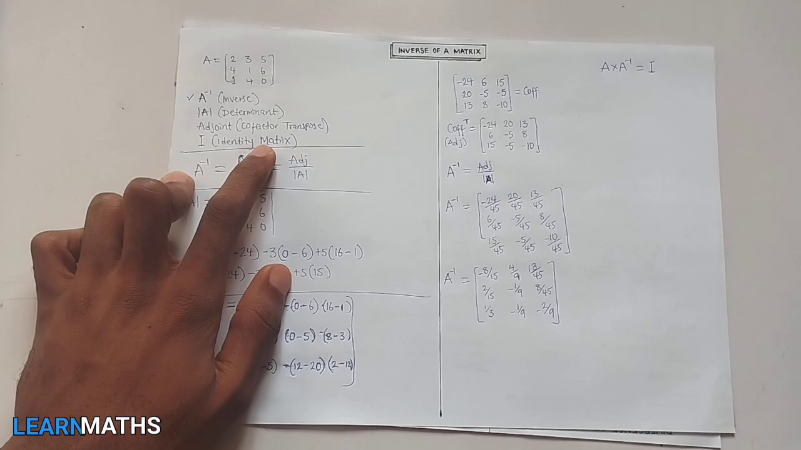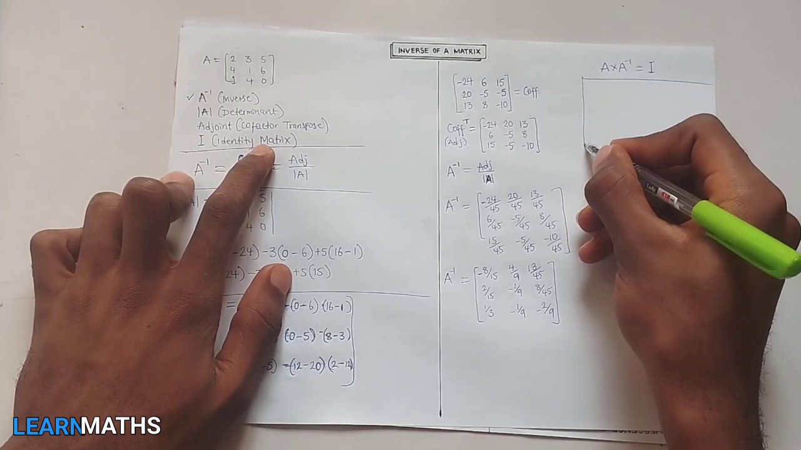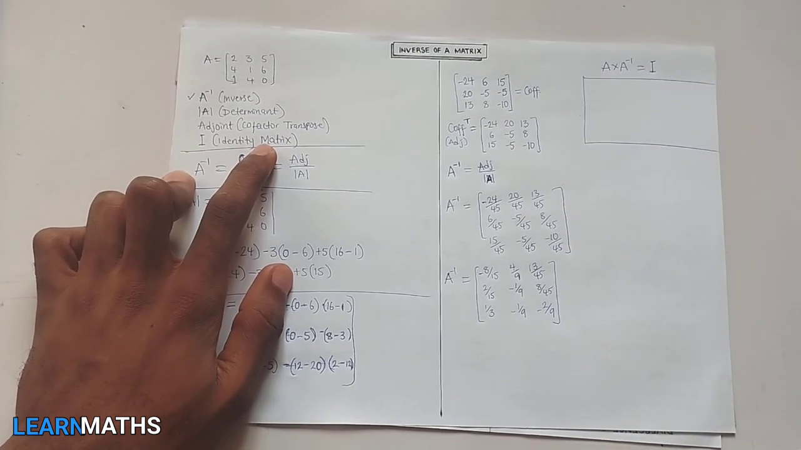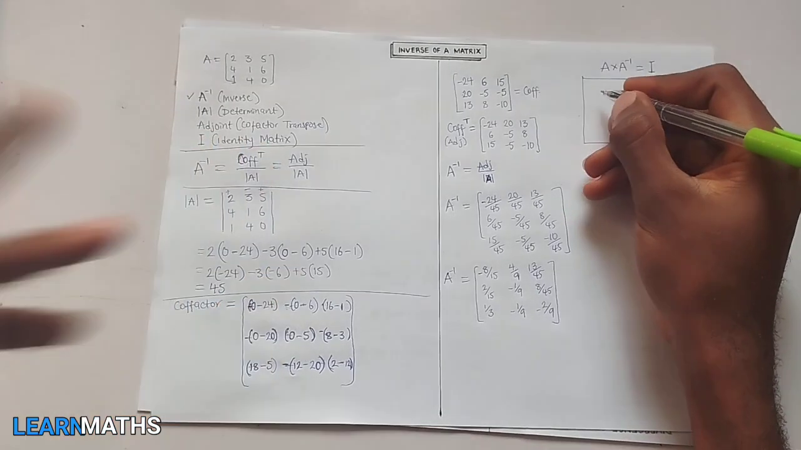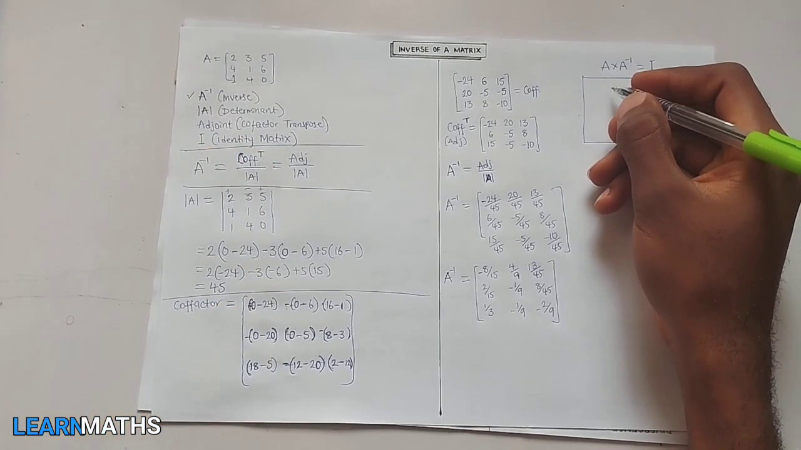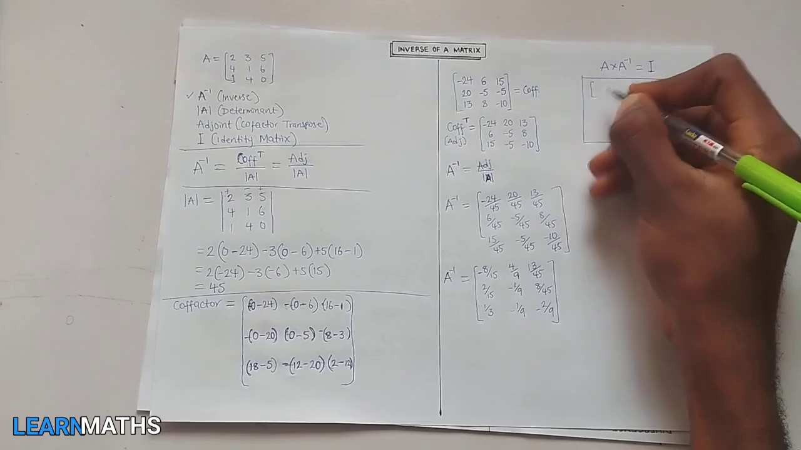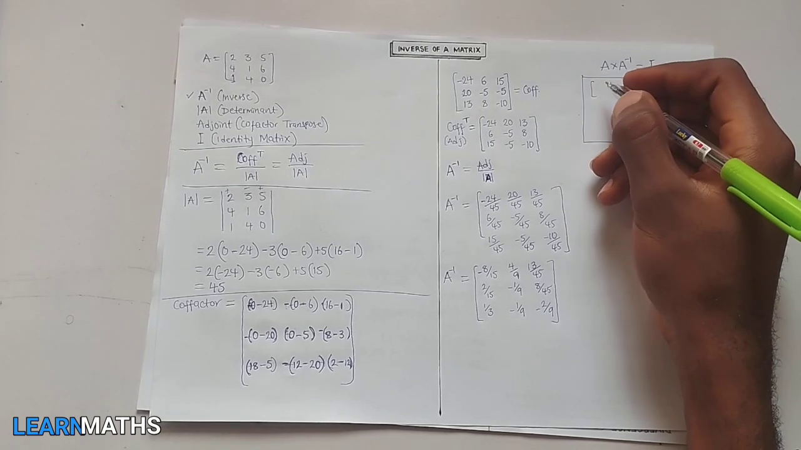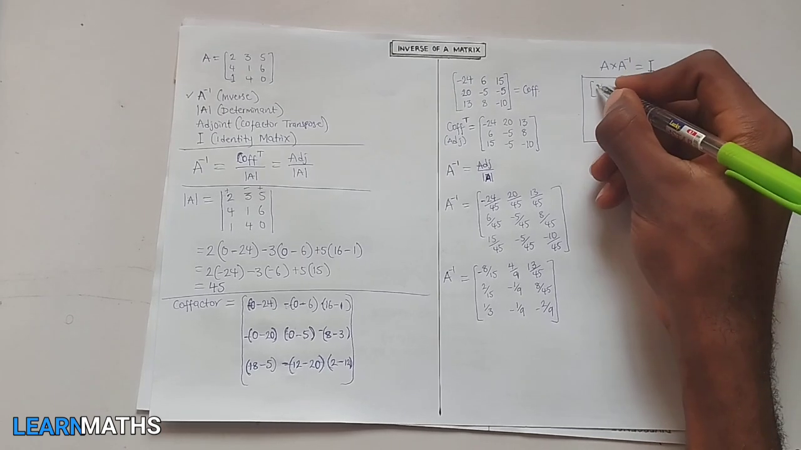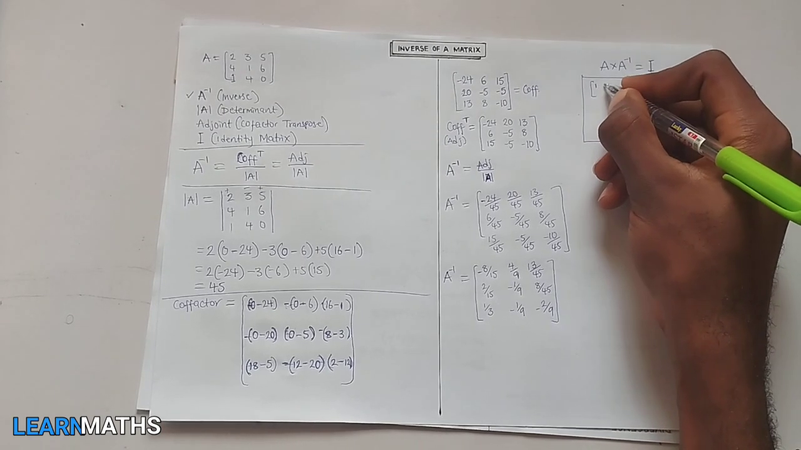What's an identity matrix? An identity matrix is a diagonal matrix with just 1 as its non-zero digit. And it's always a square matrix: 2 by 2, 3 by 3, 4 by 4, and so on. Now look at the basic form. That's the 2 by 2 identity matrix.